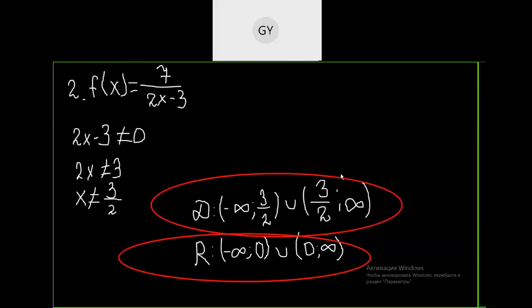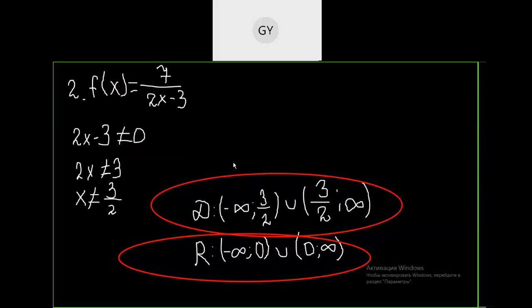Then the second example, f of x is equal to 7 divided by 2x minus 3. It's known that the denominator cannot be 0, that's why we have to write it. 2x minus 3 doesn't equal 0, 2x doesn't equal 3, and then our unknown, our x, doesn't equal 3 over 2 or 1.5. And it means that the domain of this function is a set of all real numbers except 1.5. And you can write it like this. And the range of this function is a set of all real numbers except 0.